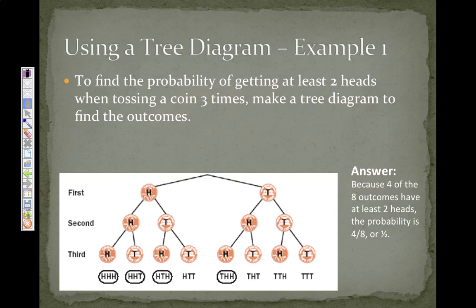Okay, if you're not quite done with that one, go ahead and pause the video, but we are going to move on. So using a tree diagram. Now we're going to talk about using a tree diagram to find out our possibilities. So here's example 1. To find the probability of getting at least 2 heads when flipping a coin 3 times, make a tree diagram to find the outcomes.